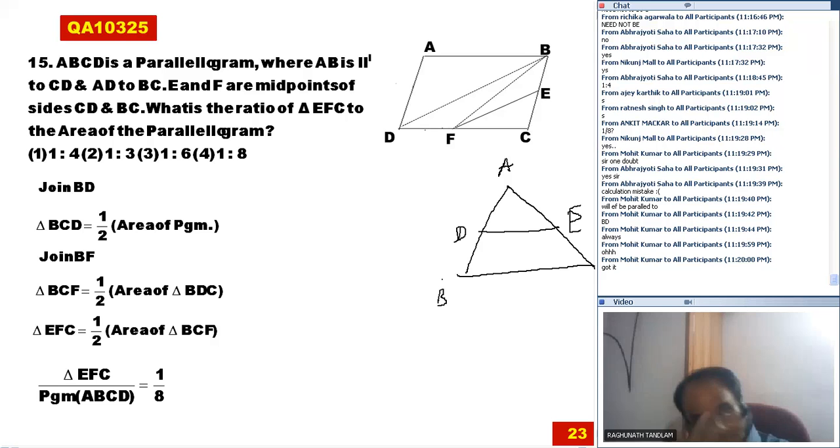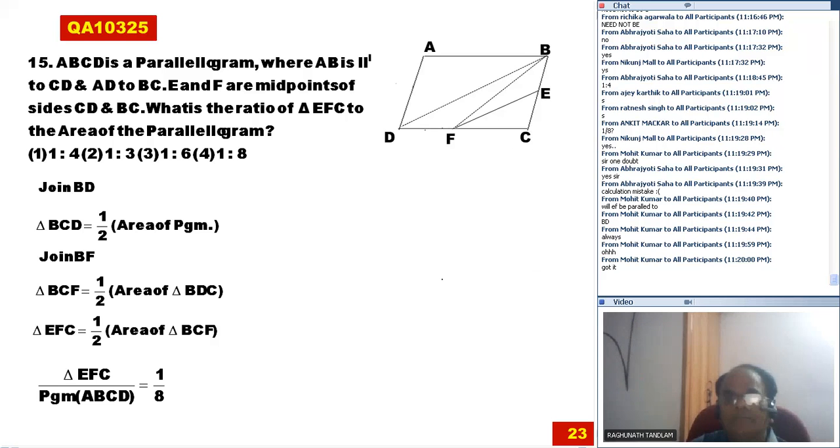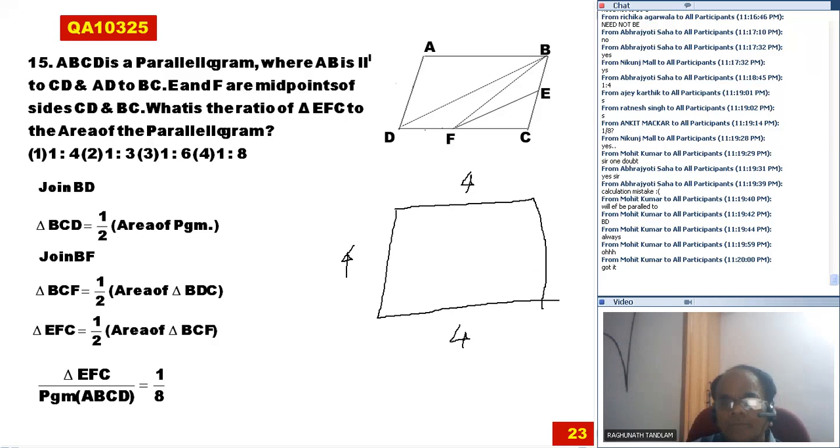It's always parallel. What if you have a question like this in the CAT, and it doesn't say you take it as a square? What will happen? If you take it as a square, will it change? Let's say take it as a square. Let's say sides are 4. When they join this, what will happen?